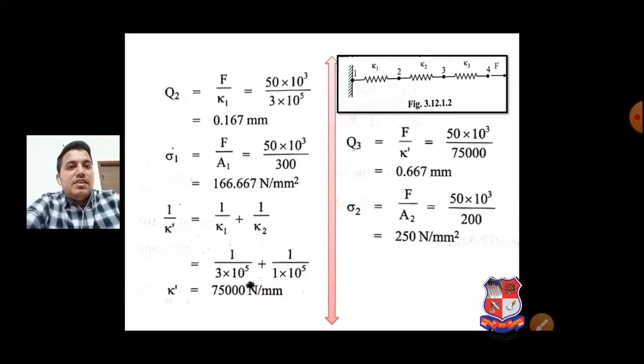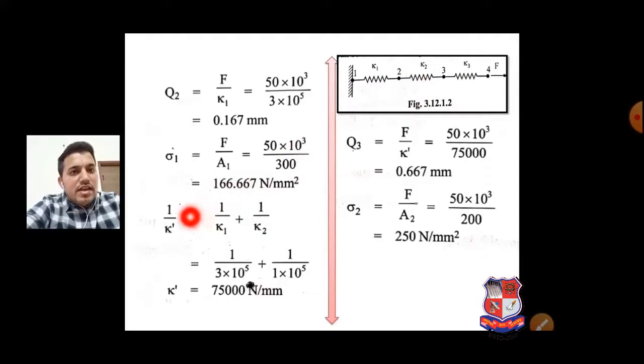So have you understood? Again I am recalling it. First of all we find the displacement for element number 1 and node number 2. So here we find the displacement Q2, and for the whole element number 1 we can find the stress. Now, in the second step, to find the displacement Q3, meaning at node number 3, we have to combine K1 plus K2.